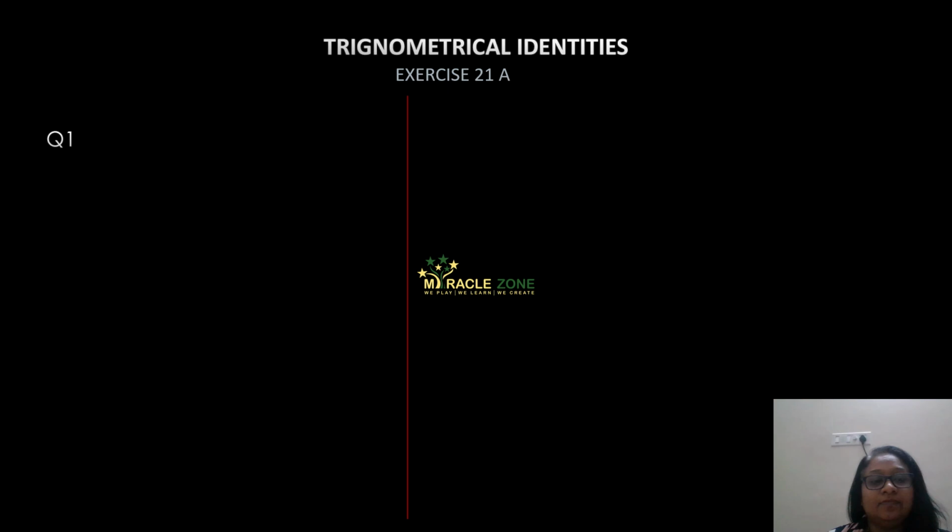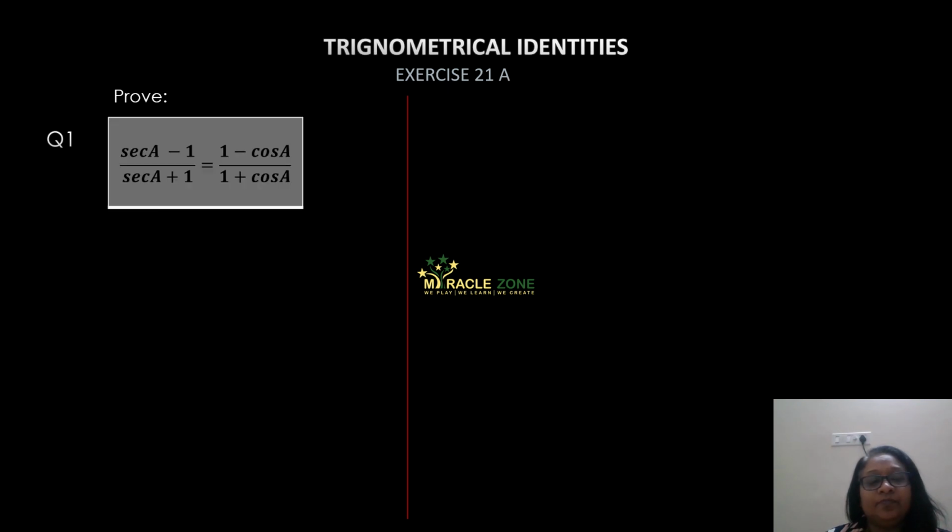Exercise 21a. The first question is to prove (cot A minus 1) by (cot A plus 1) is equal to (1 minus cos A) by (1 plus cosec). So what is cot A? Cot A is nothing but 1 by cosec minus 1, the whole divided by, again cot A is there, so again 1 by cosec plus 1.